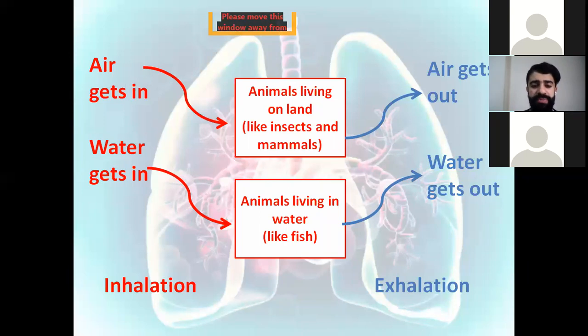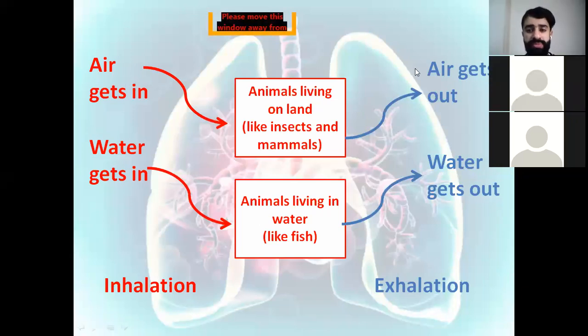So thank you, Sari. Sari said that we have three different respiratory organs. Mammals have the lungs, insects have the trachea, and fish have the gills. So air gets in and air gets out. Air gets in during inhalation, while it goes out through exhalation. This is for animals living on land, while for those living in water, water gets in through the mouth and water gets out through the operculum during exhalation.